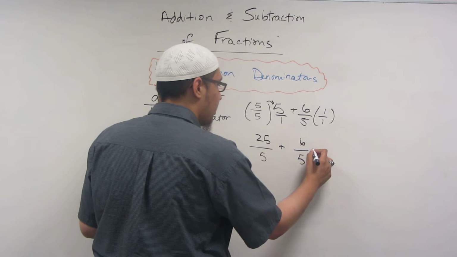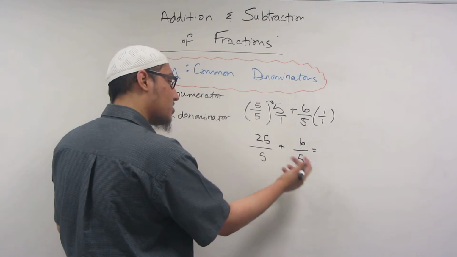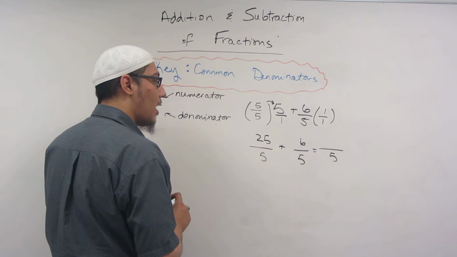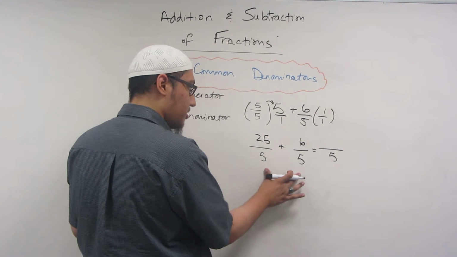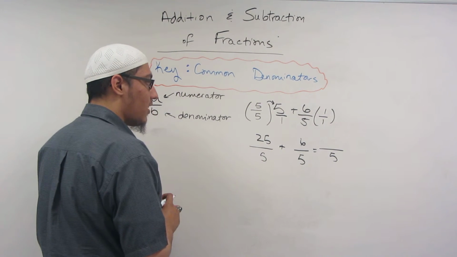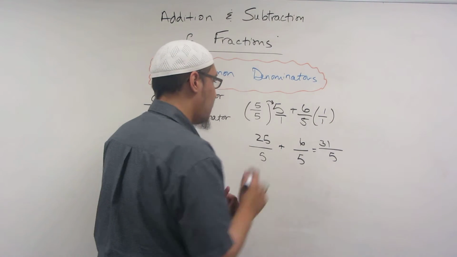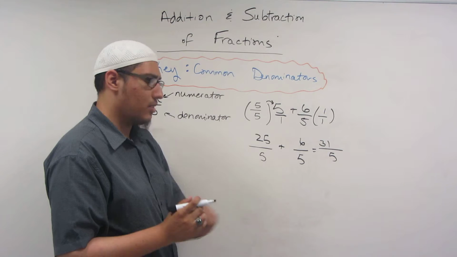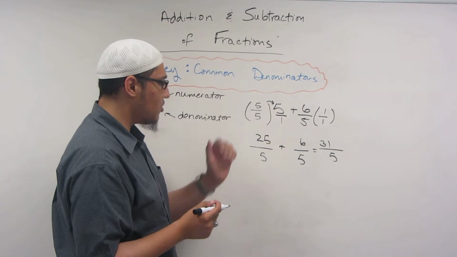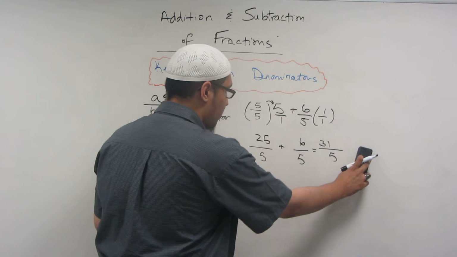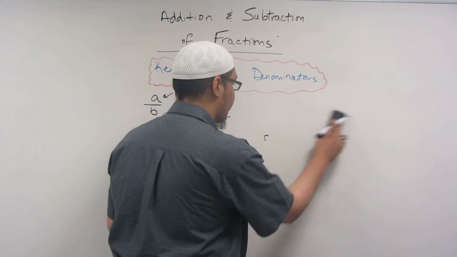Now the next step is to do 25 plus 6, because we keep the denominator constant in our answer. So the same denominator that's here, we keep it over here. So 25 plus 6 will give us 31 over 5. Now this is our answer. We got this using common denominators. Let's just do a couple more of these problems.